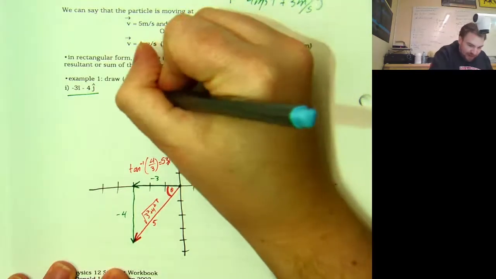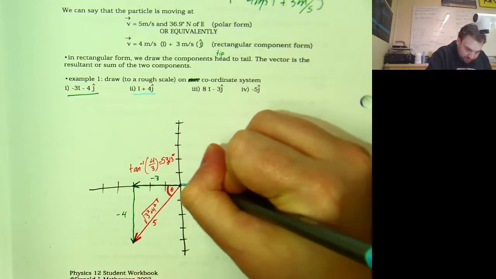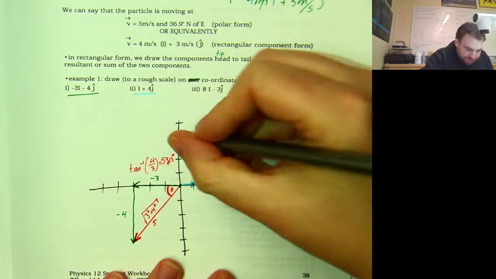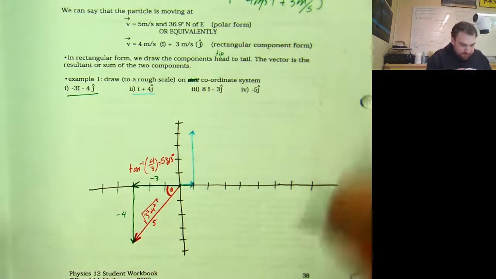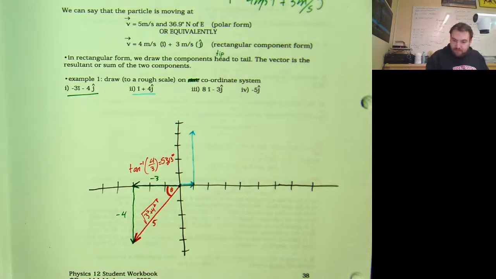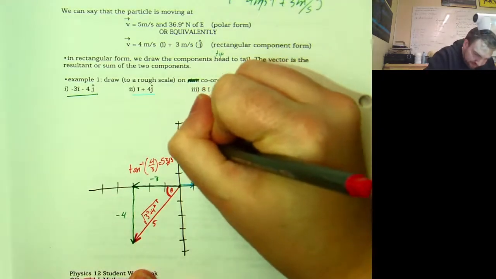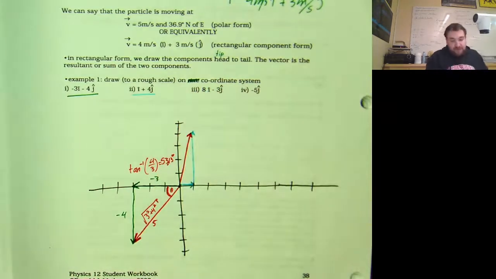This guy here: I hat plus 4 j hat. So I hat is going to be 1 this way. If there is no number, it's a 1. And then 4 j hat is going to be 1, 2, 3, 4. So then we've got a vector that looks like this. That's the resultant vector, so we can convert this thing from rectangular to polar relatively easily.